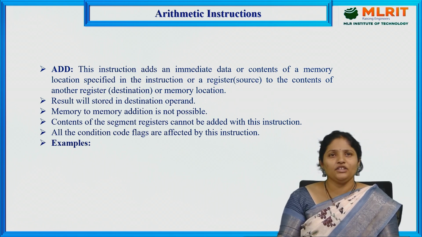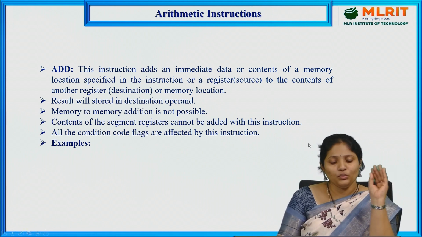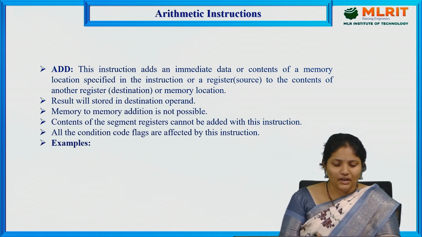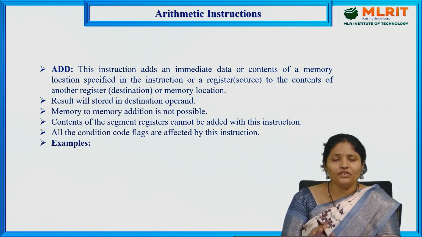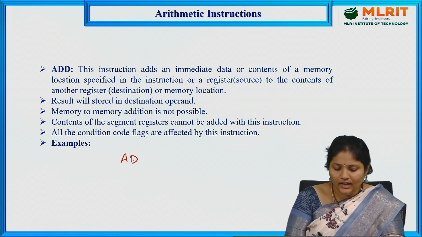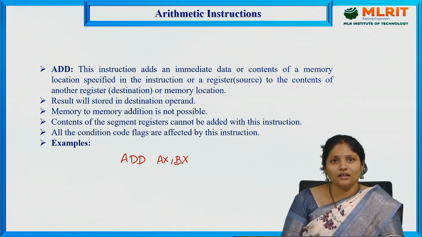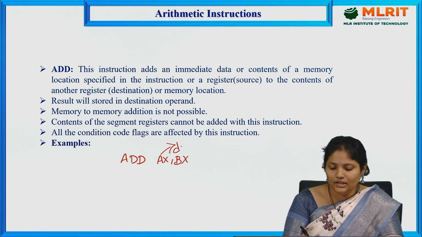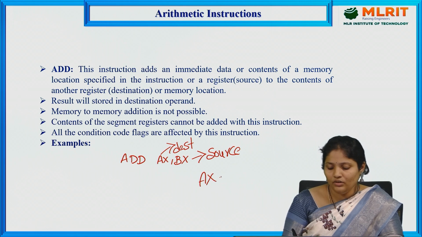Addition is used to add two numbers, where the numbers can be present in memory or can be directly mentioned. The result is always stored in the destination operand. If we write ADD AX, BX, as you know, this is the register addressing mode. Here AX is the destination operand and BX is the source operand, so the output will be stored in the accumulator.